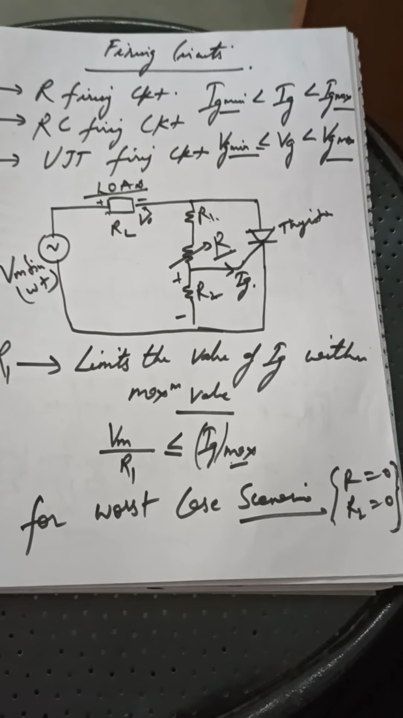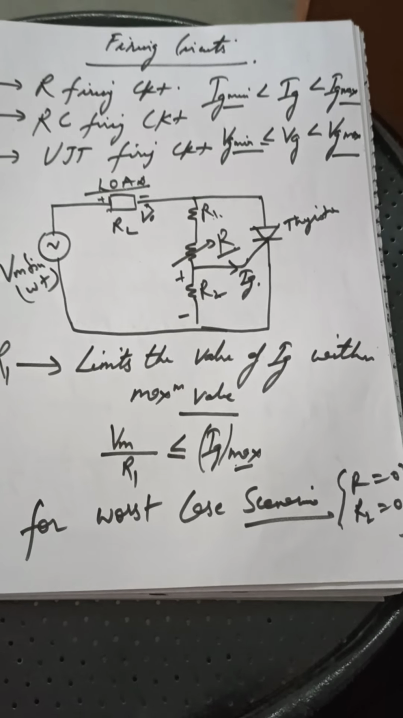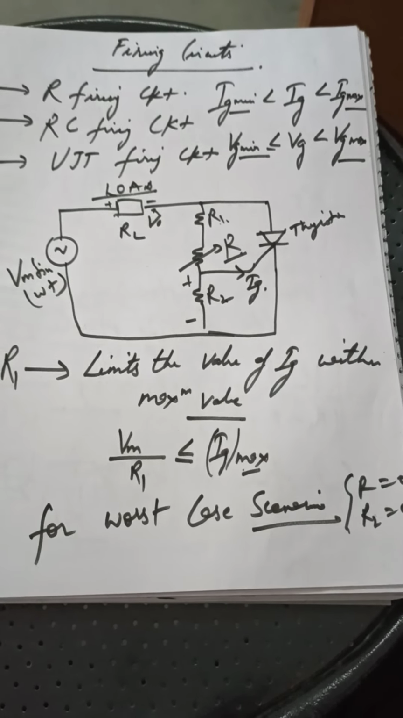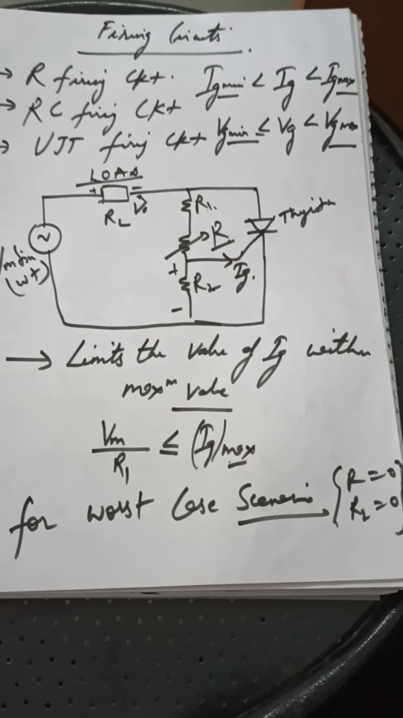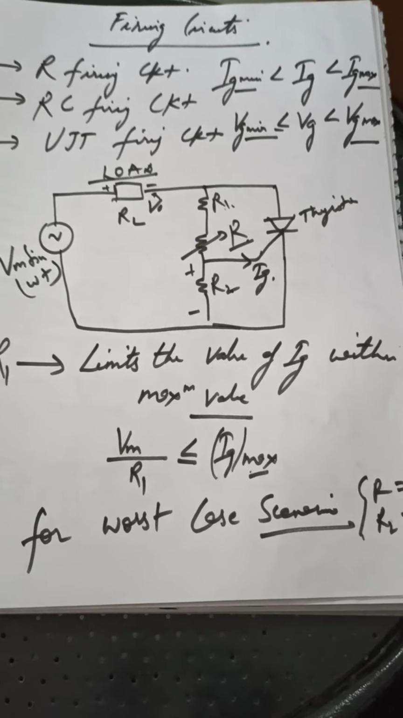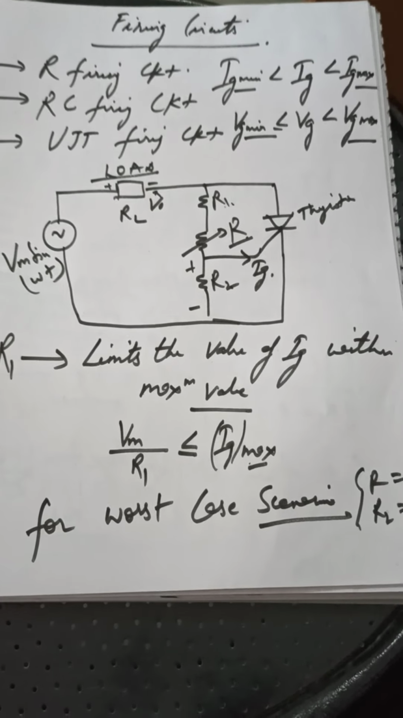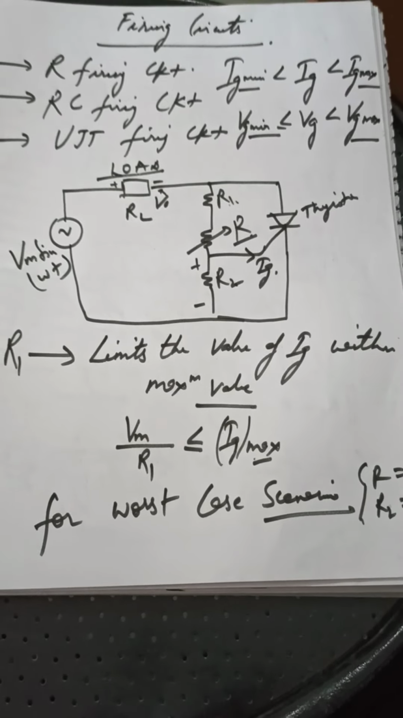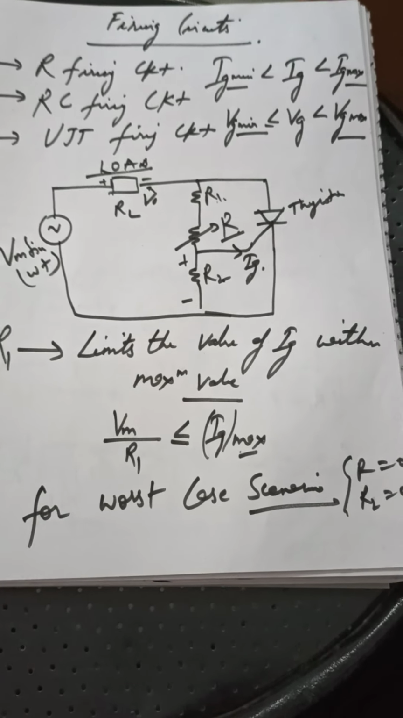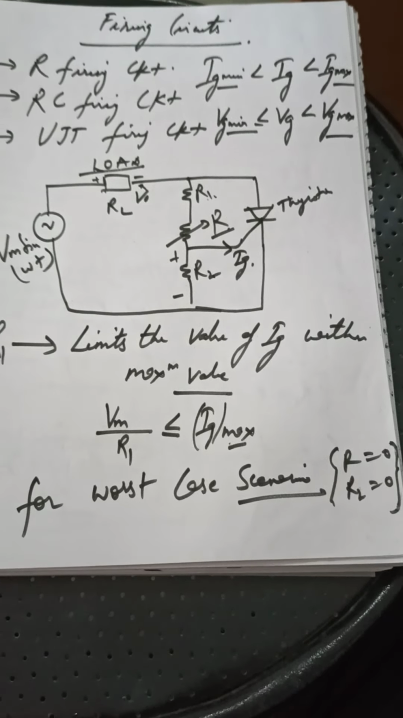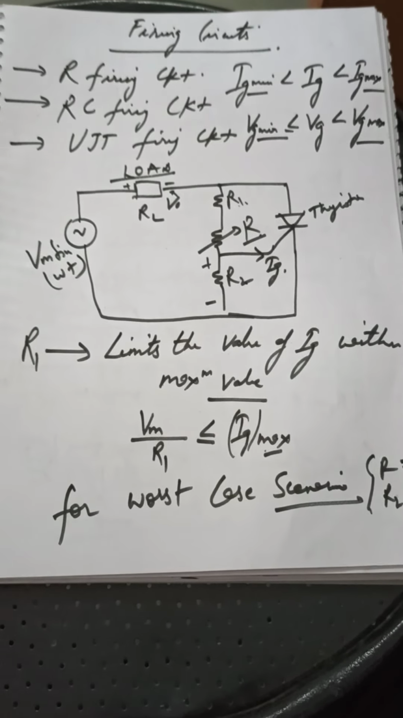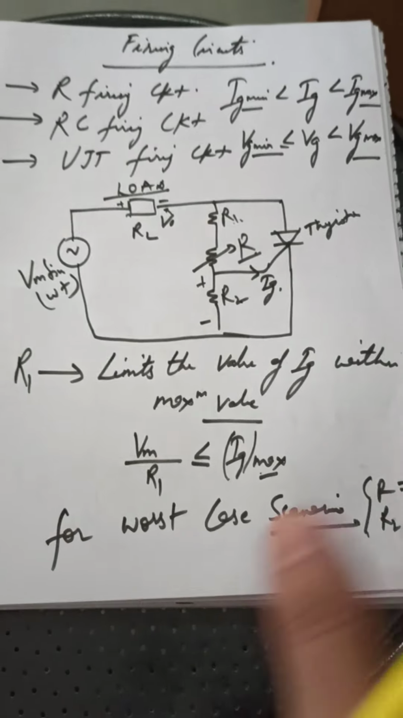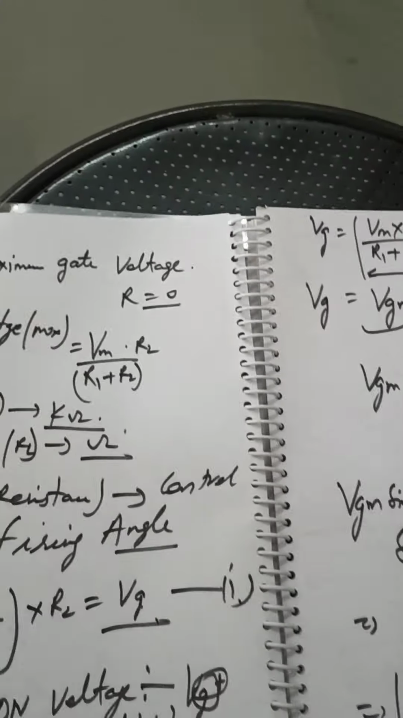Yes, this is the worst case scenario, because if we assume that this variable resistance R is made 0, and the resistance R2 somehow gets short circuited, some fault occurs and it again has a value equal to 0, then we can straight away say that the maximum gate current will be Vm upon R1.